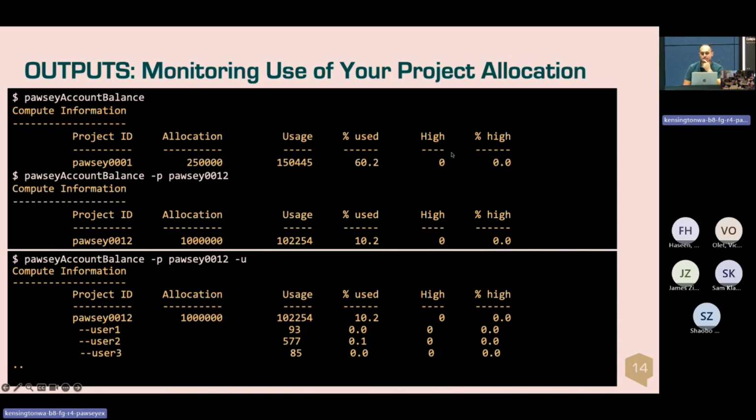This high is basically the part of the allocation that has been used when you request high priority. If you have important work, as will be explained later, you can request higher priority for your job to be run. This will be, I guess, accounted here. If you are part of several projects, you can specify which project you want the information to be displayed about, and so on. You can also break down by users, so you can see which user in your group is using most of the allocation. Any questions so far? Online? Is there anything online? Okay.